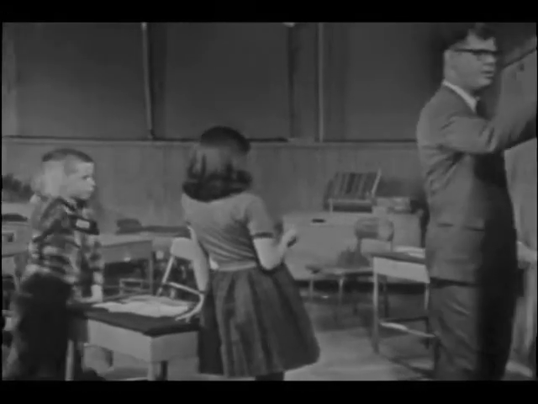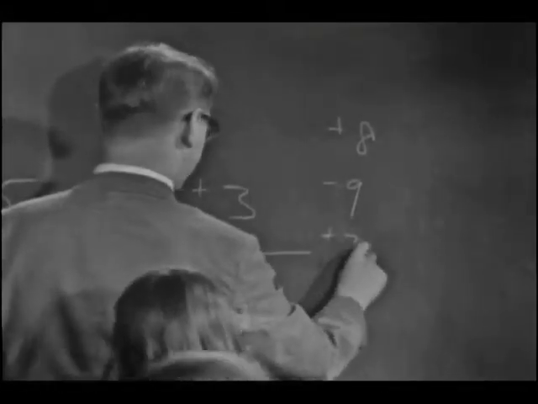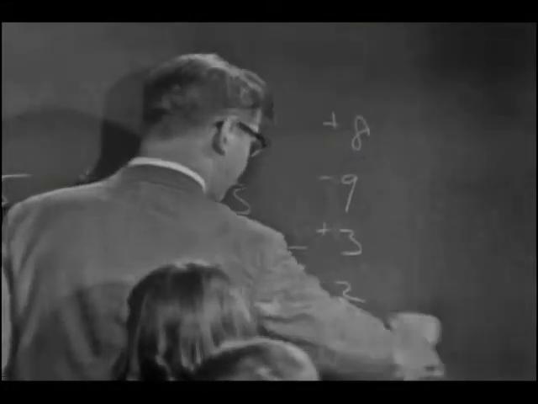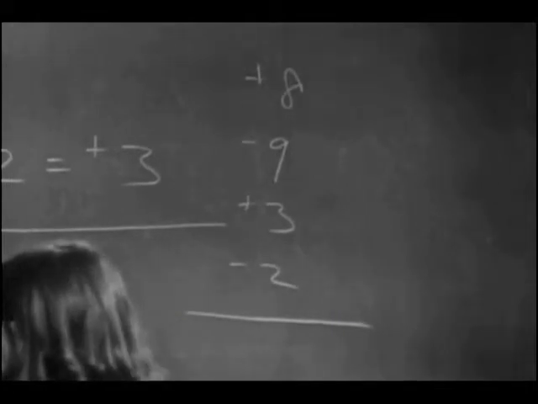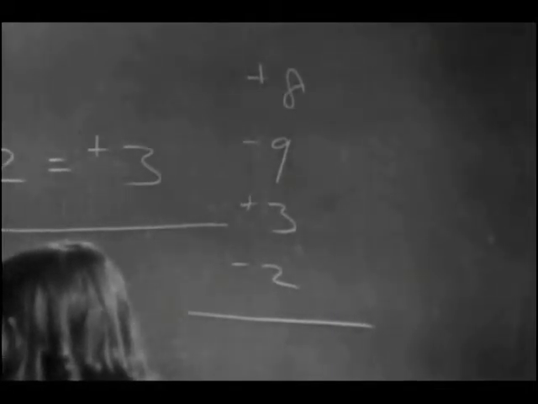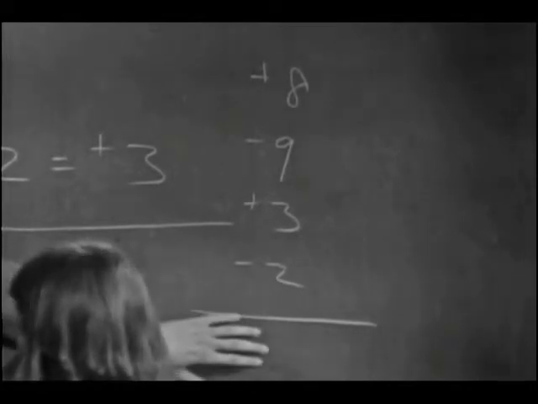Let's try it. Suppose I had +8. I'm going to add a -9. I'm going to add a +3. I'm going to add a -2. What should that all come out to be? If Michelle's arithmetic is right and she ended up with $200, what should this come out to be? Nora, what do you think? Jeff, what do you think? Zero. That's what I think too.